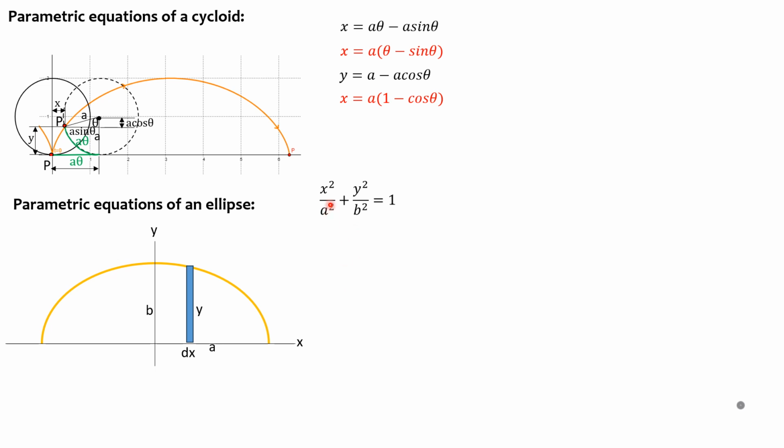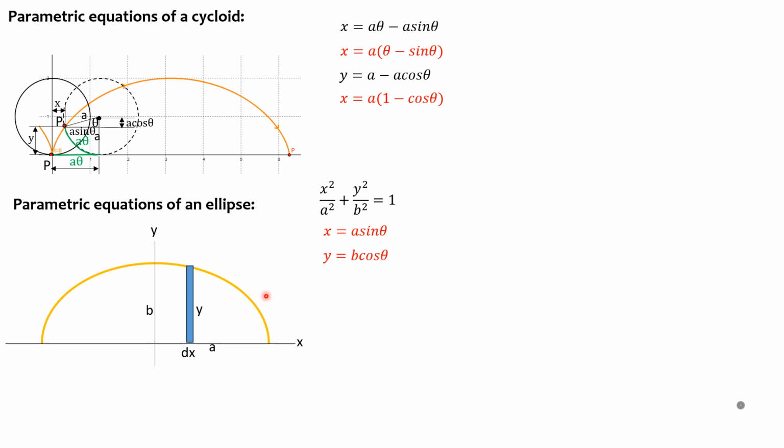So the parametric equations for an ellipse, x should be a sine theta. So that this is a sine theta quantity squared over a squared, so sine squared theta. And if y is b cosine theta, this is b cosine theta quantity squared over b squared. So that reduces to cosine squared theta. So sine squared theta plus cosine squared theta equals 1. So y therefore is b cosine of theta. And vice versa, but I'll just stick to using these parametric equations.